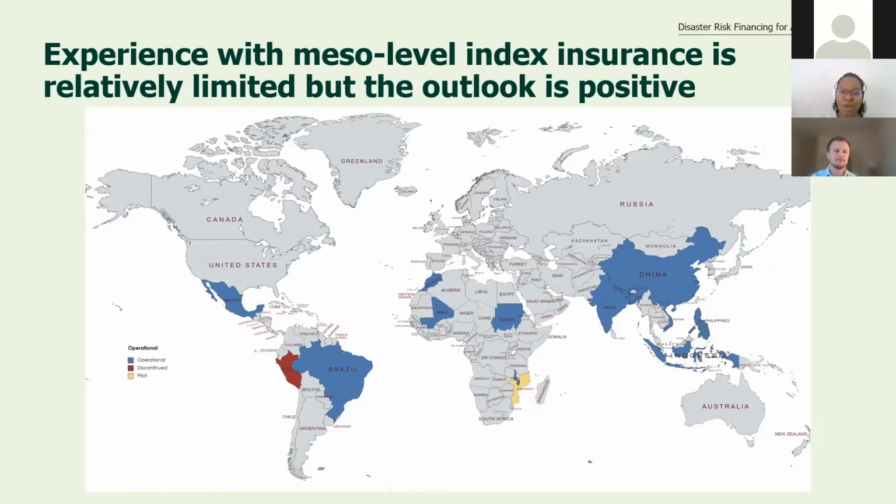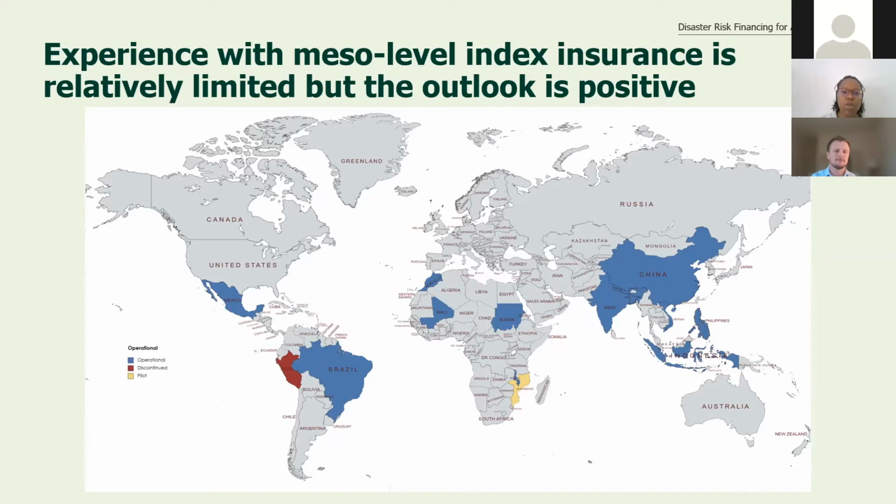While the evidence on Meso-level is strong, as we've been detailing in this presentation, the rationale is strong, but the on the ground experience is still quite limited. As you'll see across the world, there is some level of Meso-level index insurance. In blue, those countries have operational Meso-level products. In red, for example, the schemes have been discontinued, and there's an interesting pilot case in Mozambique shaded in yellow.